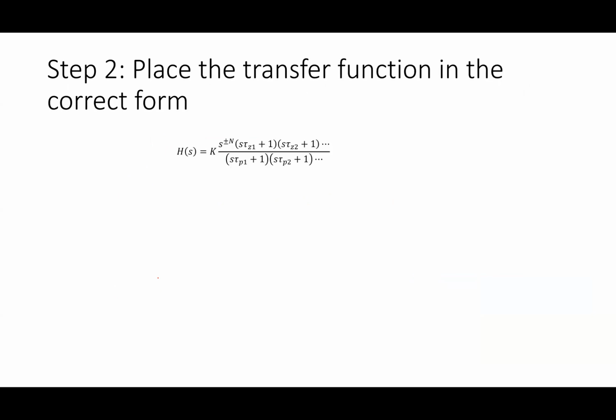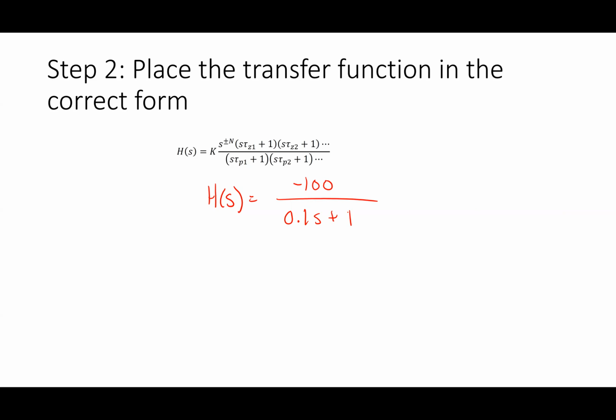Okay. All right. Step 2 is I got to get this guy in standard form. So what did I end up with for my standard form? I was pretty close to it. Actually, I think I'm in it. H of S that I ended up deriving was negative 100 over 0.1 S plus 1, like that. Okay. So is that in standard form? It is.